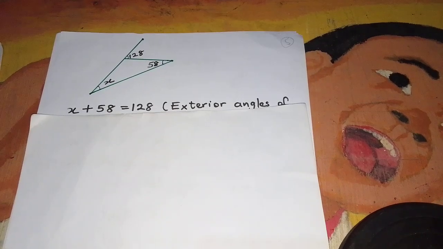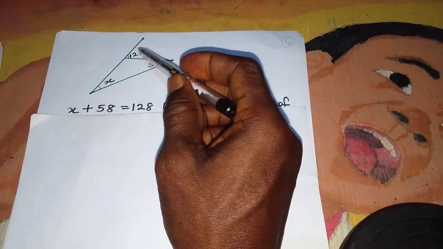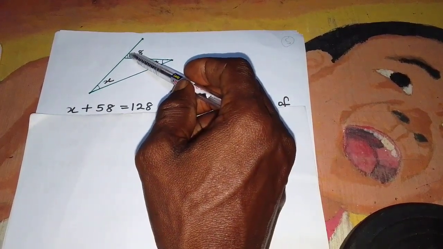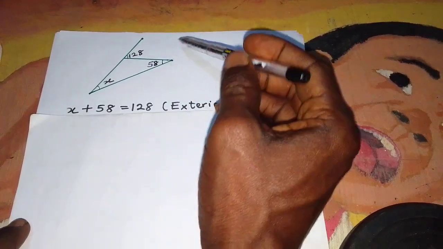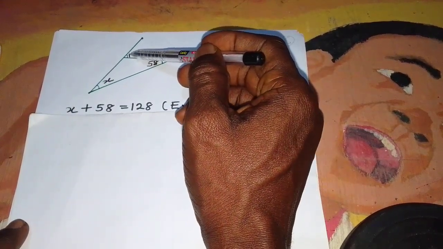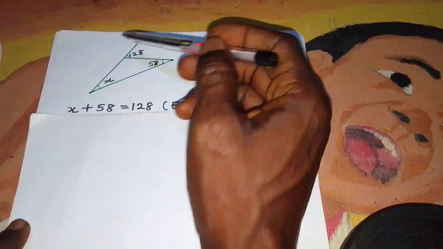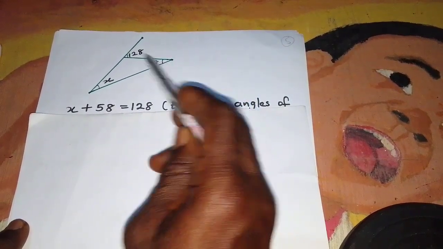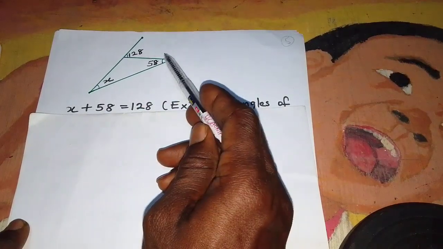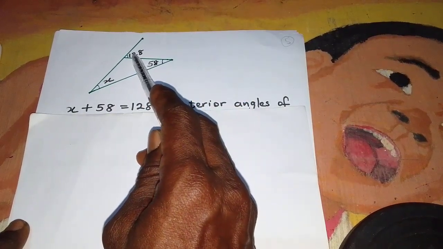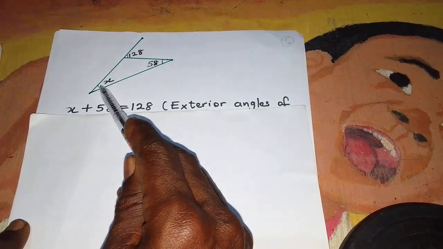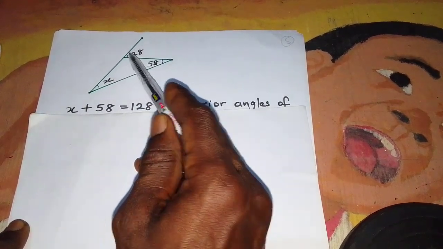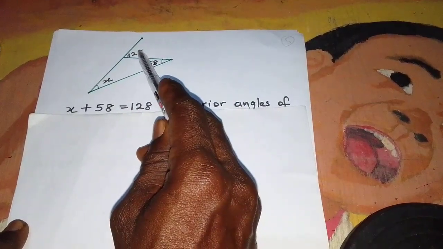Considering this other example, you have a triangle like this, and this is an angle here. You are told that this exterior angle is 128 degrees. So what is the value of x? You are given that this angle is 58, you are not given this one. For this exterior angle here, if you add this angle x plus 58, it will give us the value of this exterior angle. So x plus 58 is equal to 128.